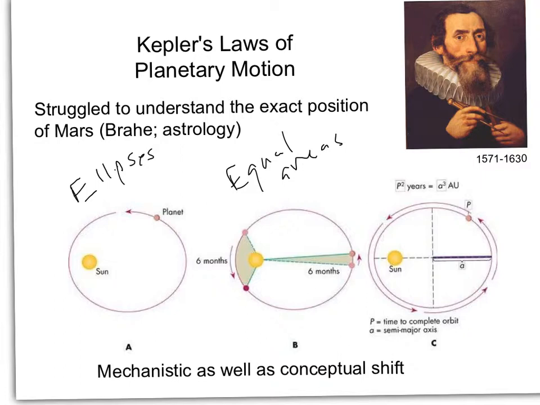Okay. So you can see that as the distance cubes, that distance cubed term will increase very rapidly the further out you get. And then you take the square root of that to get the time it takes the planet to go around. You see that time increases very rapidly.